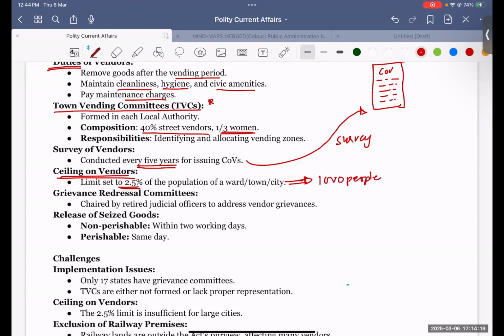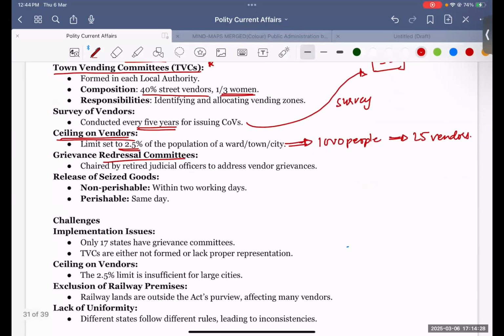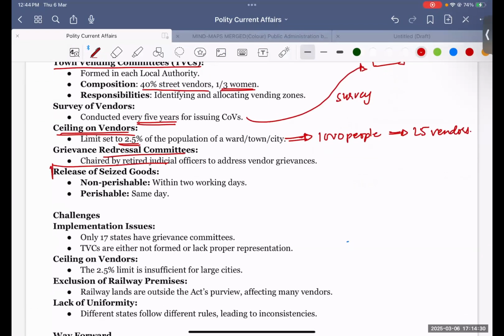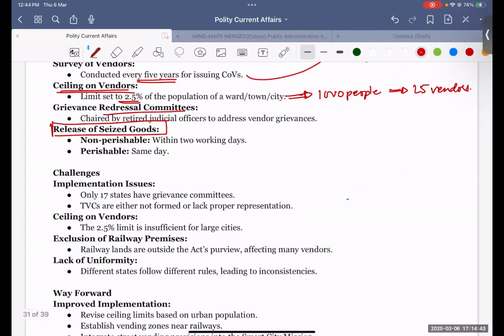In a town where 1,000 people live, 25 of them can be vendors. They also have grievance redressal committees. And in case of the release of seized goods, suppose the street vendors are not complying with the law, they are not abiding, then the authorities can seize their goods. But they also have the right to release of the seized goods.